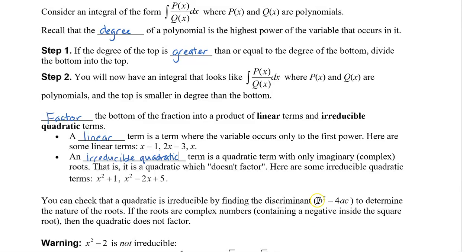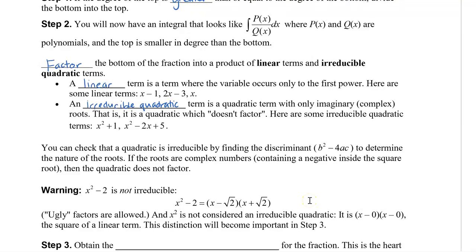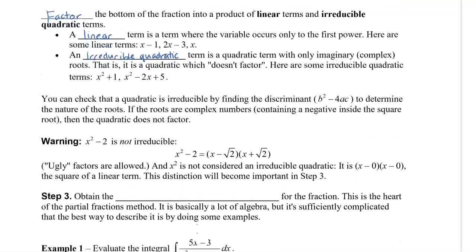Now, a warning here actually. x squared minus 2 is not irreducible. So x squared minus 2 becomes x minus root 2 times x plus root 2. So ugly factors are allowed. x squared is also not considered an irreducible quadratic, since it is x minus 0 times x minus 0, which is the square of a linear term. So this distinction will become important in this next step.